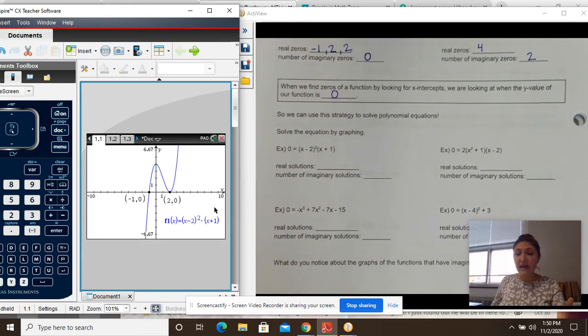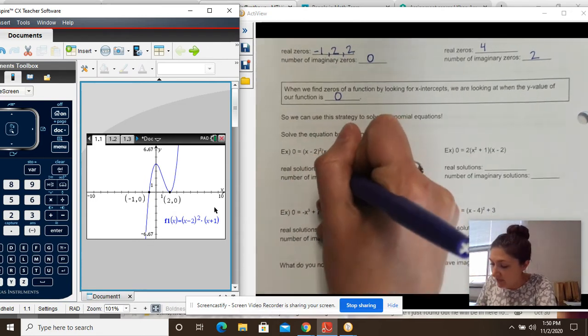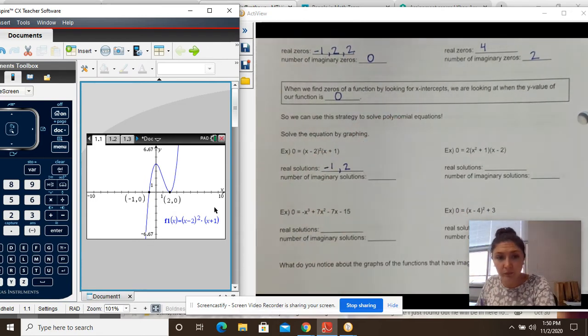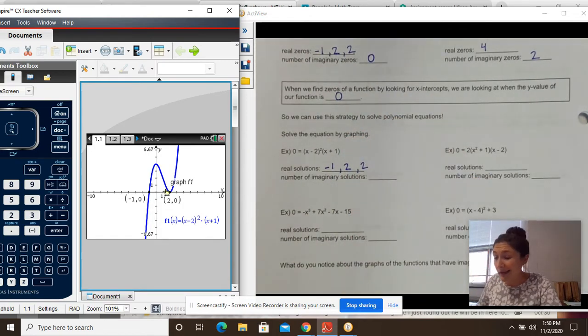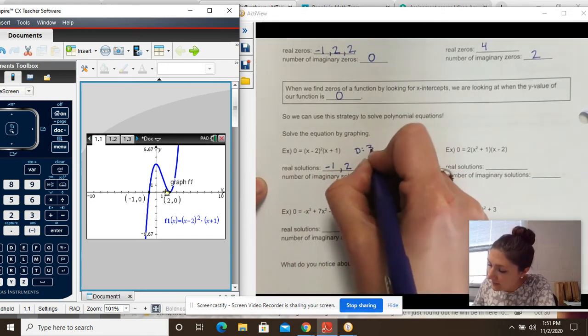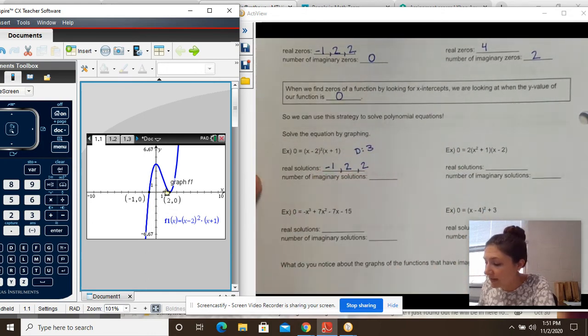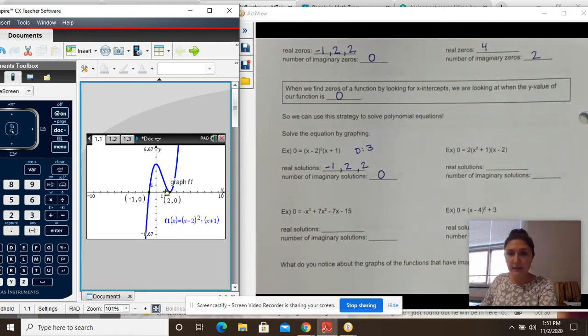What are the values of x for which the function value would be 0? My real solutions would be -1 and 2. Remember that 2 has a multiplicity here that we have to account for. Quadratic behavior means I'm going to go ahead and list that one twice. That way our degree of 2, 3 matches our total number of solutions, and we can see we would have no imaginary solutions there. Okay, so same idea.